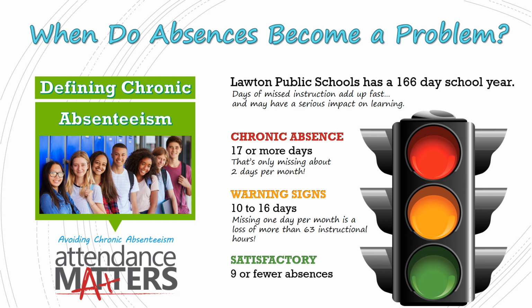A student may be in danger of becoming chronically absent if they miss 10 to 16 days. Missing 1 day per month is a loss of more than 63 instructional hours. Students who miss 9 or fewer days per school year have satisfactory attendance.